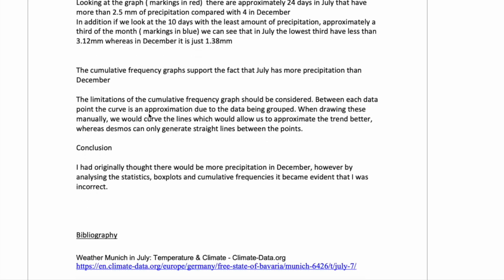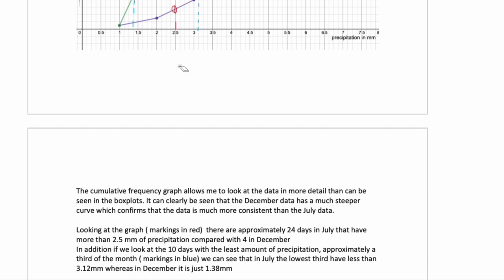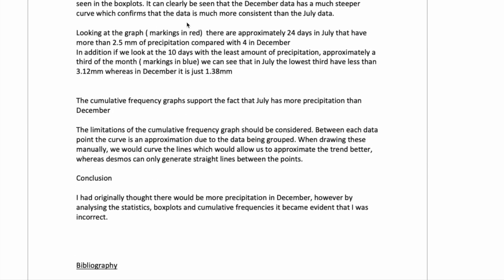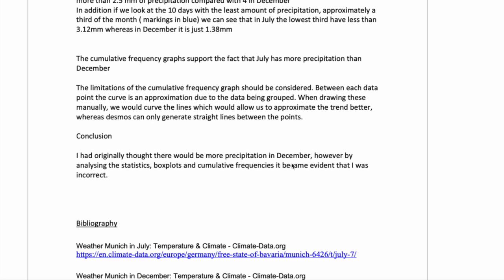Okay. The limitations of the cumulative frequency graph should be considered between each data point. The curve is an approximation. Okay, that's true. So this is a bit of an approximation between these values. So that's good that they've pointed this out. Okay, in conclusion, yeah, I originally thought that there was more precipitation in December. However, analyzing statistics, box plots, cumulative frequency curves, it became evident that it was incorrect. So in your conclusion, reflect on what you've determined through all your statistics and go back to your original hypothesis.